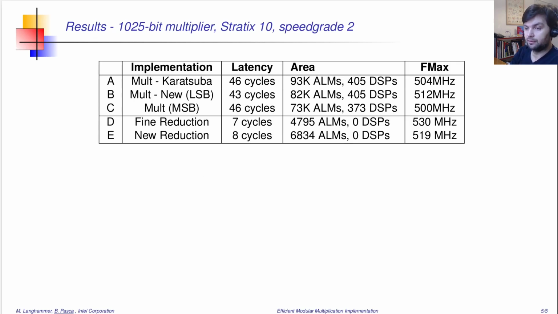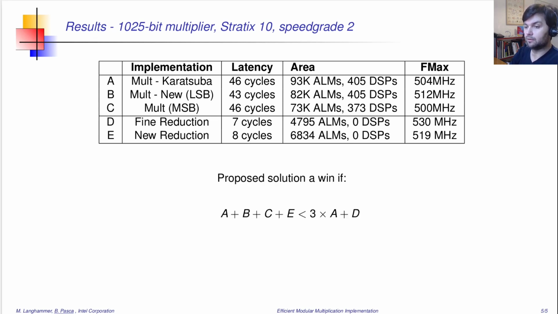This table presents the results for A, a regular multiplier implementation; B, an LSB truncated multiplier; C, an MSB truncated multiplier for the same multiplication size. Architectures D and E correspond to the original subtraction and multiplexer-based fine reduction and our proposed fine reduction circuitry.